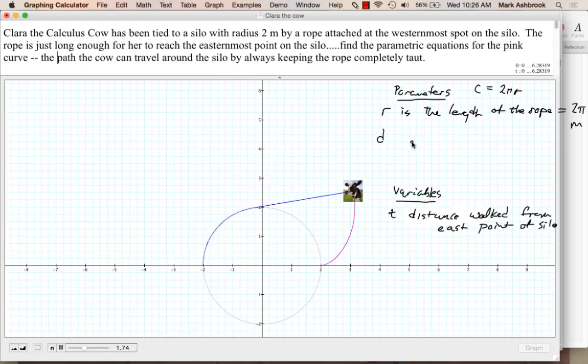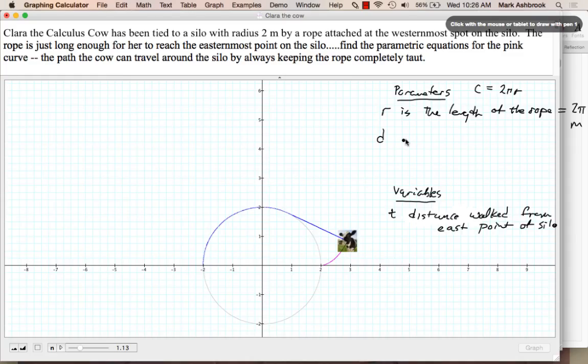So what distance is that? From where to where? I guess I was kind of just imagining since the tether's on the west side. Okay. Oh, so from where the cow starts to this point? Okay. And how else could we define that? Yeah, the diameter, right? So d is the diameter of the silo. That's non-changing, so that is a constant. So you could say d is the diameter of the silo, and we know what that value is. It is 4 meters.